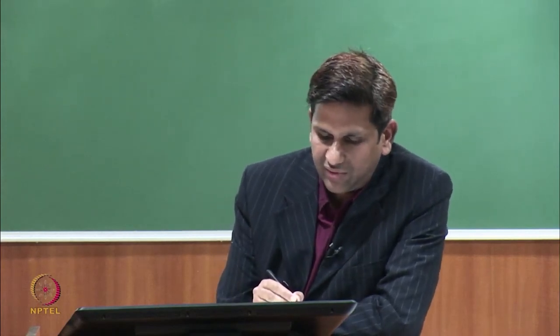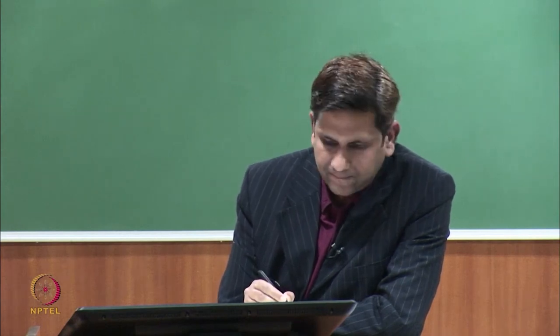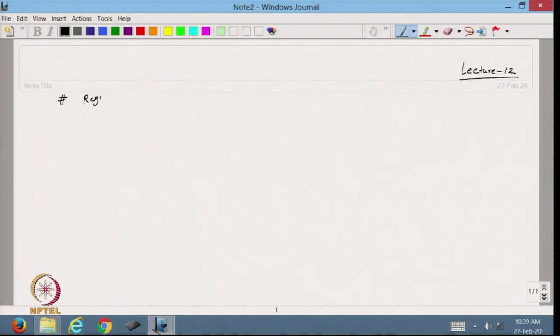So in the previous class we have started with the iterative methods, the fixed point iteration. Now in this lecture we will start with another method, and that is called the Regula-Falsi method, or this method is also known as the method of false position.